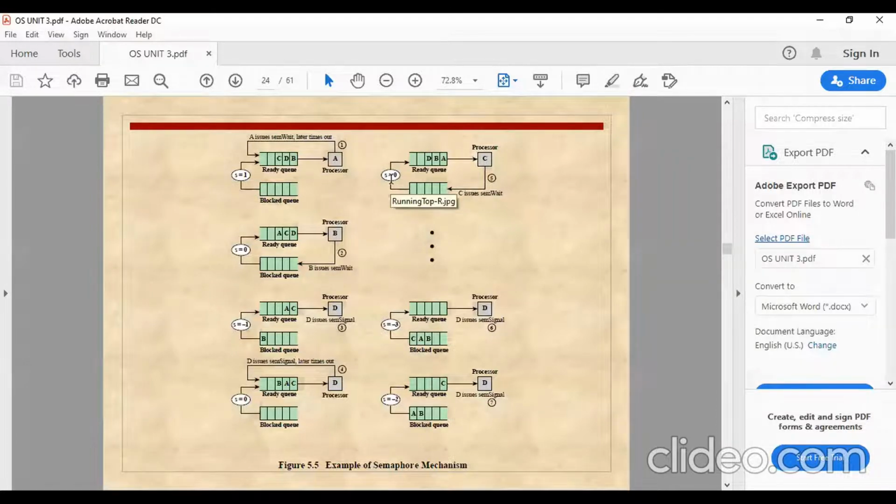Semaphore S is equal to 0. Here the processes are ready. C is executing. C issues semaphore wait. So it will be in the block queue now. If it is not executing, it will go into the block queue. Then again, in this example, the ready queue. Now the second one, B, will execute. B issues semaphore wait. Likewise, D and the remaining processes will execute with the semaphore.